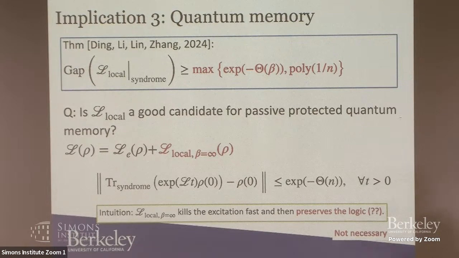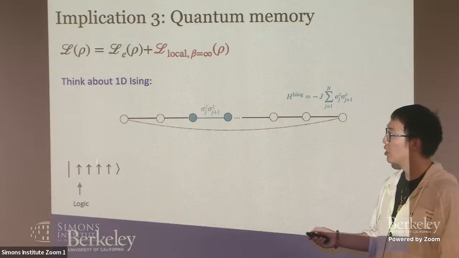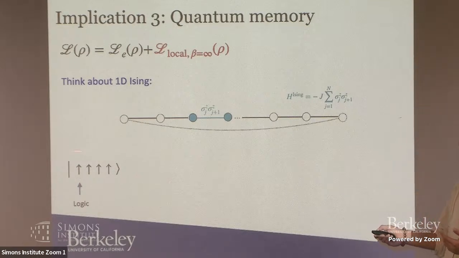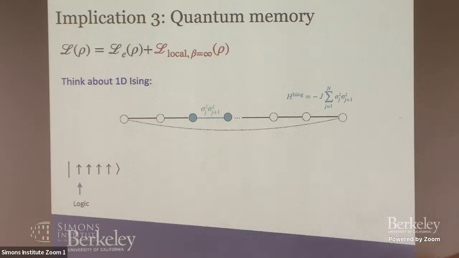However, the answer is negative or not necessary. Why? We can think about the 1D Ising case. Here we start from the ground state of 1D Ising, and we encode the logic information in the first qubit. So basically, we assume we take the ground state with all up and encode the logic information in the first qubit. Then in the first step, we apply the noise.